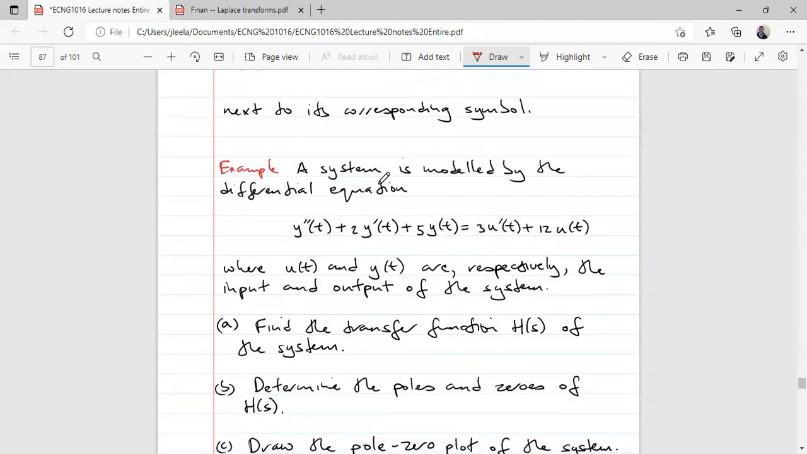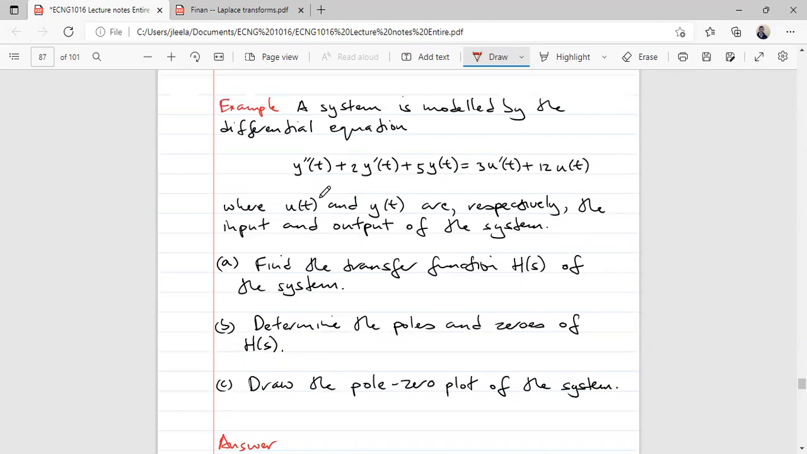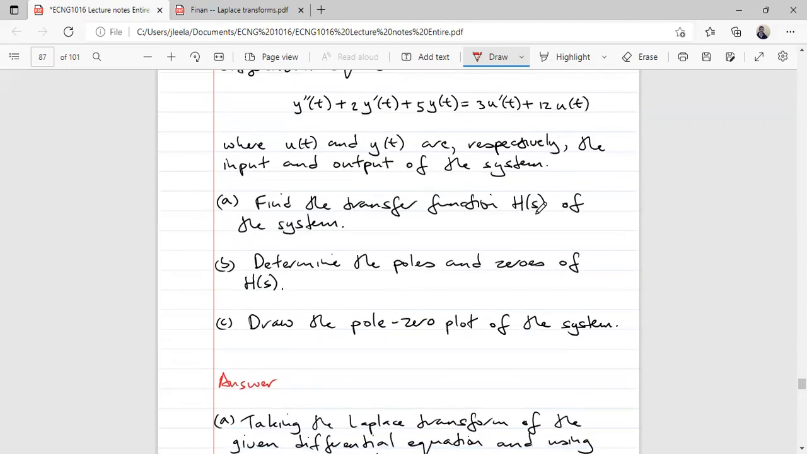So a system is modeled by the differential equation y double prime t plus 2y prime t plus 5y t is equal to 3u prime t plus 12u t, where u t and y t are respectively the input and output of the system. So remember, the u is the input and the y is the output. Find the transfer function of the system, determine the poles and zeros, and draw the pole zero plot of the system.